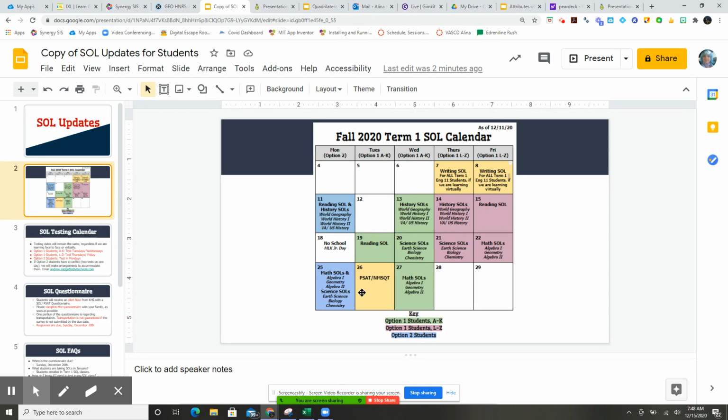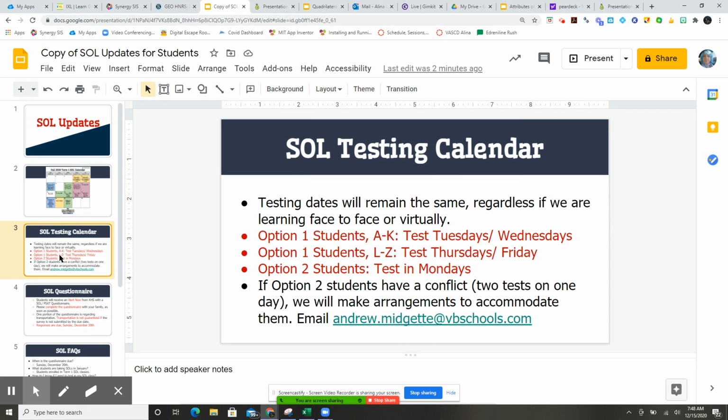And I'm giving you the whole calendar. All of your teachers hopefully will give you the whole calendar so you can see what the schedule is. Okay, so basically this just says that option 1 students and option 2 students, the dates are going to remain the same whether we're in school or not in school. Depending on the COVID numbers, they're not going to change.